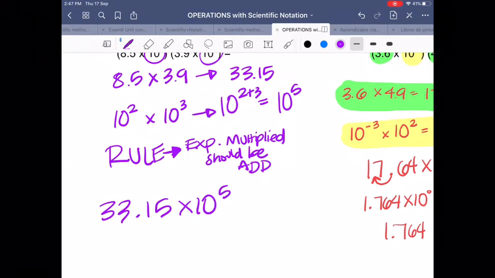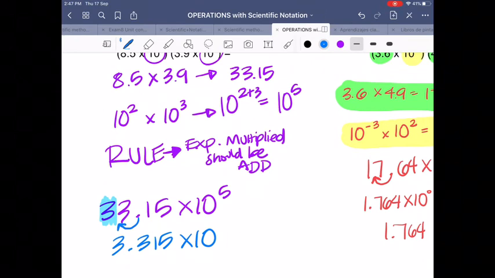Can this be my final answer? No, because I need my 1-digit rule. And in my 1-digit rule, it means that I can only have a 3, not a 33. So I'll put 3.315 times 10 to the, if I am moving it to the left, it means I'm adding 1. So I will have to the 6th power. If I would move it to the other way around, I would be subtracting 1.